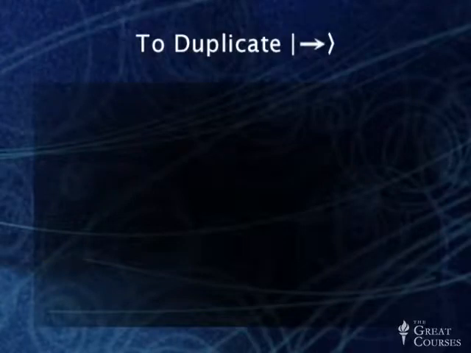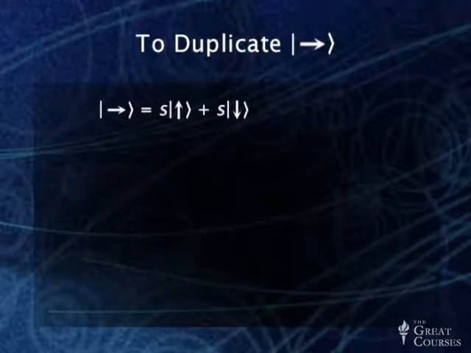Now, suppose we wanted to duplicate the state right. The state right, which is s up plus s down. s is our favorite number, the square root of 1/2. So, if we wanted to duplicate right, we would have to wind up with right.